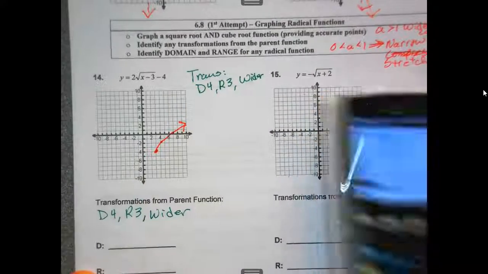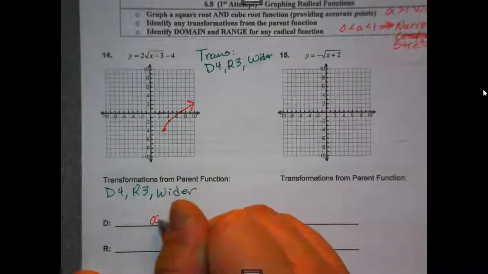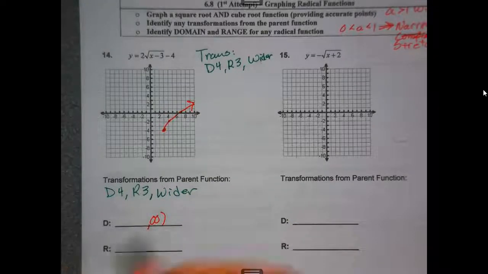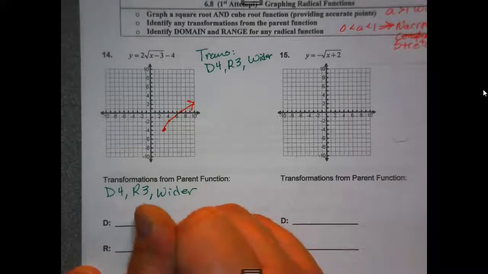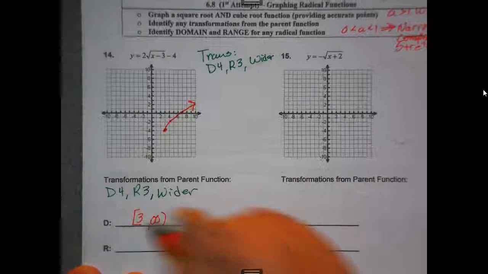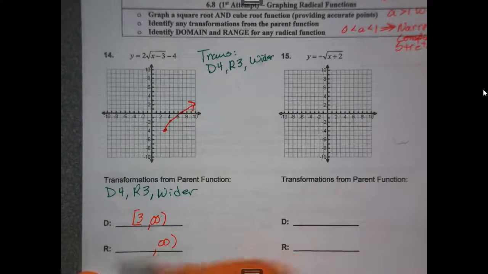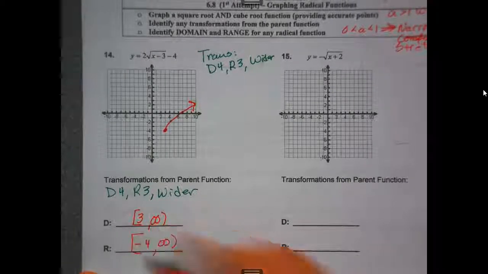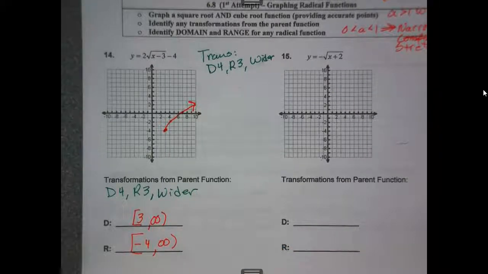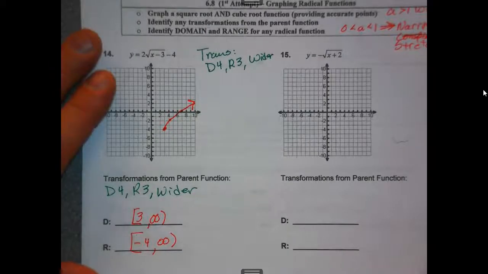Domain is going to be, first of all, is it going to be positive or negative infinity? Positive. And our H was 3. Our K is going to be positive infinity again. Our K is negative 4. And the last one, transformations.